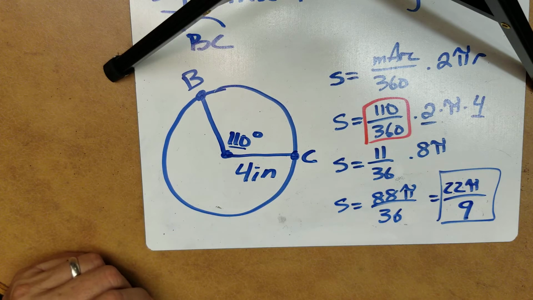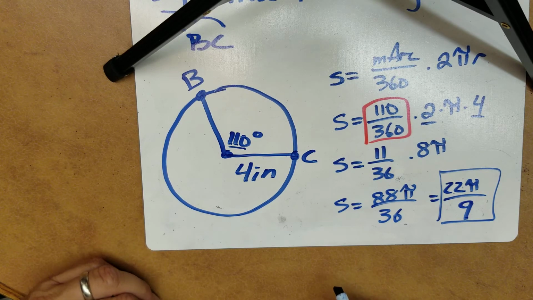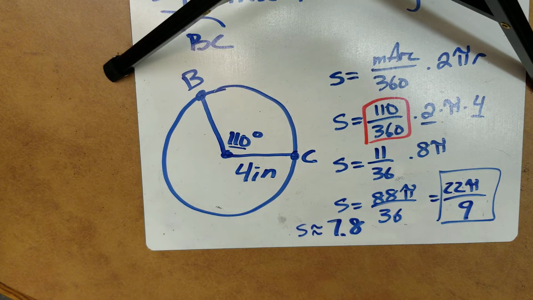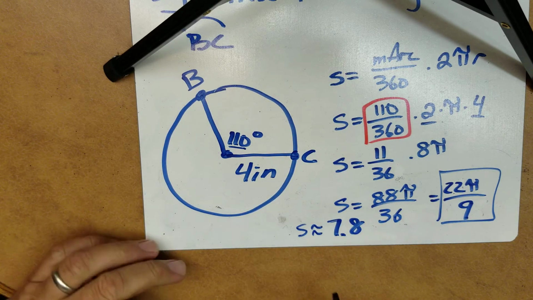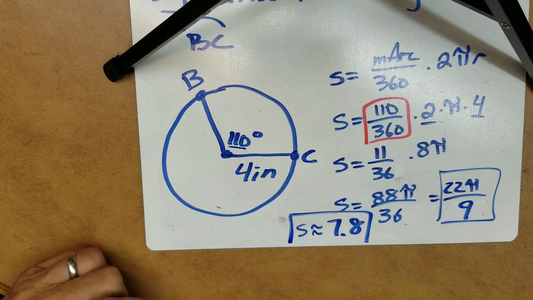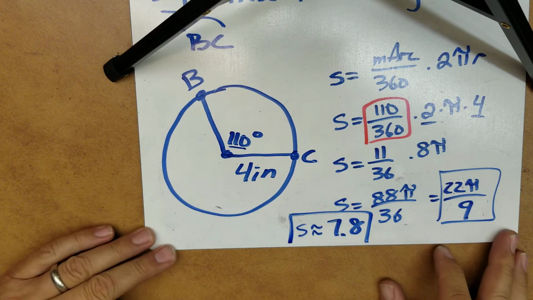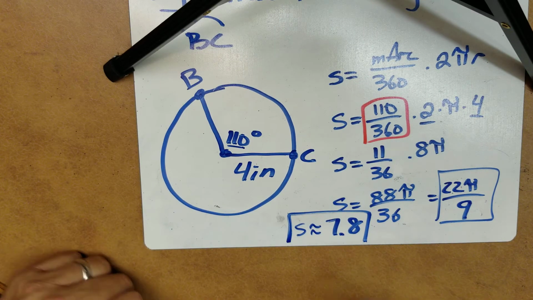And again, if I just put that into my calculator just to get the decimal, then I should get about S equals 7.8. Again, I guess I'm just making mistakes this morning. I didn't even trust my answer, even though I got it right.